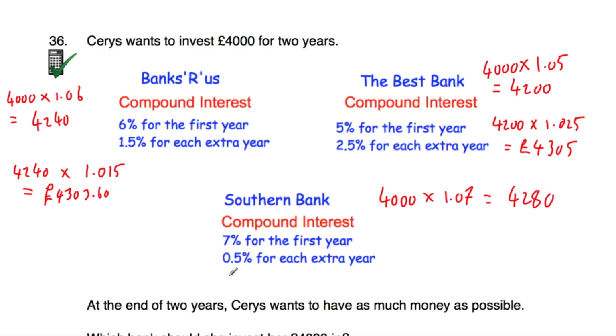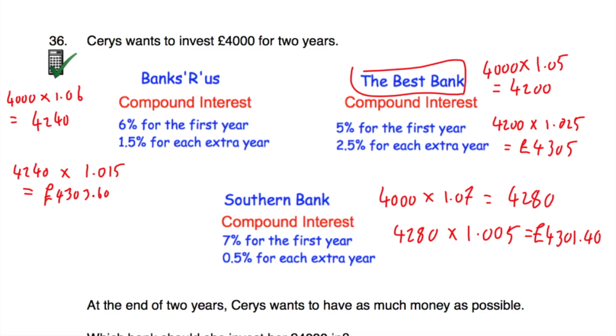And then it pays 0.5% interest for the extra year. So let's take our £4,280 and multiply that by 1.005, because that would increase it by 0.5%. If we multiply by 1.005, that's equal to £4,301.40. So actually that's less than the other two banks. So which bank should she use? The Best Bank. And let's explain that.